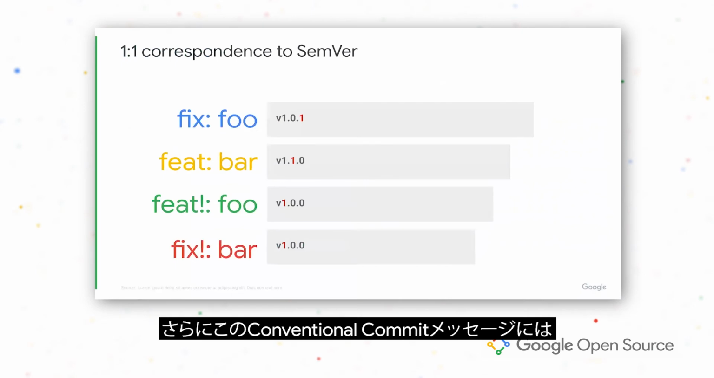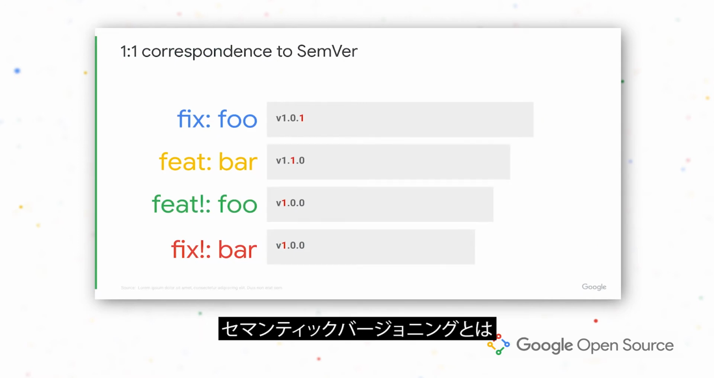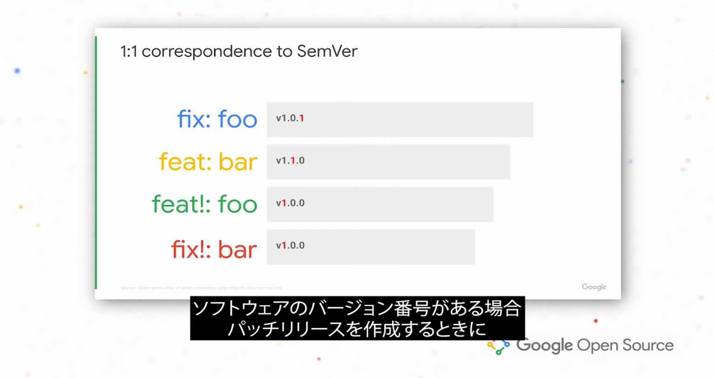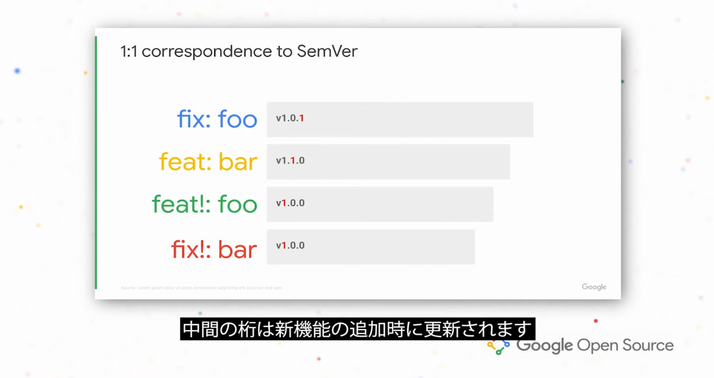There's another really lovely thing about these conventional commit messages, though, which is that they correspond very closely to this concept of semantic versioning. Semantic versioning is the idea that if you have a version number for your software, so 1.0.1, the least significant digit is updated when you're creating a patch release. The middle digit is updated when a new feature is added, and the most significant digit, the one on the farthest left, is updated when a breaking change is created.